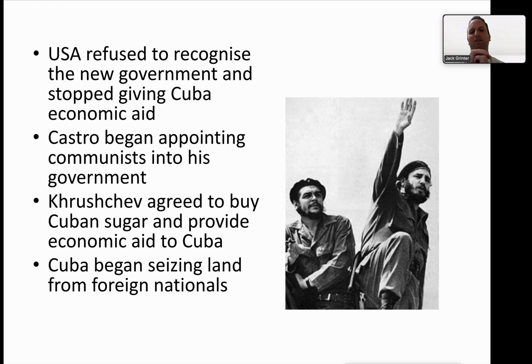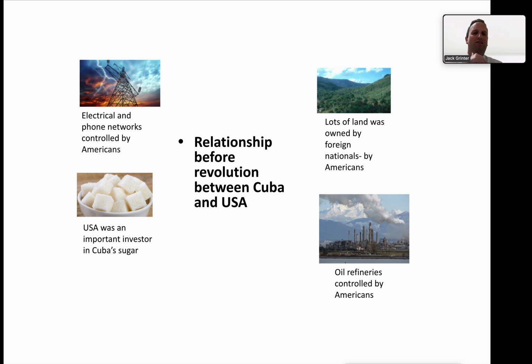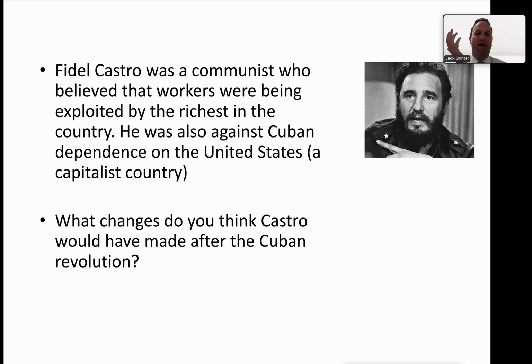Okay, so Khrushchev actually agreed to buy Cuban sugar and provide economic aid to Cuba, and also we start to see things that would upset the American government. Cuba began taking land from foreign nationals. So if you're an American business owner, you bought land in Cuba, the Cuban government took that land from you.